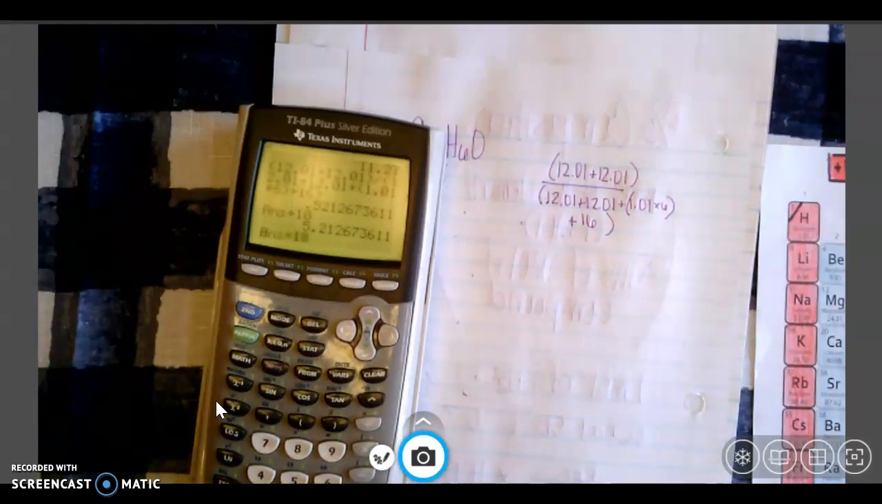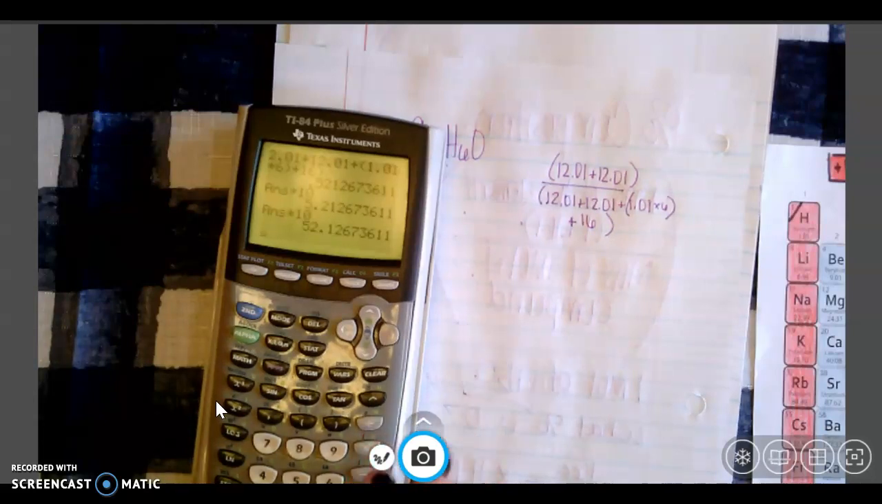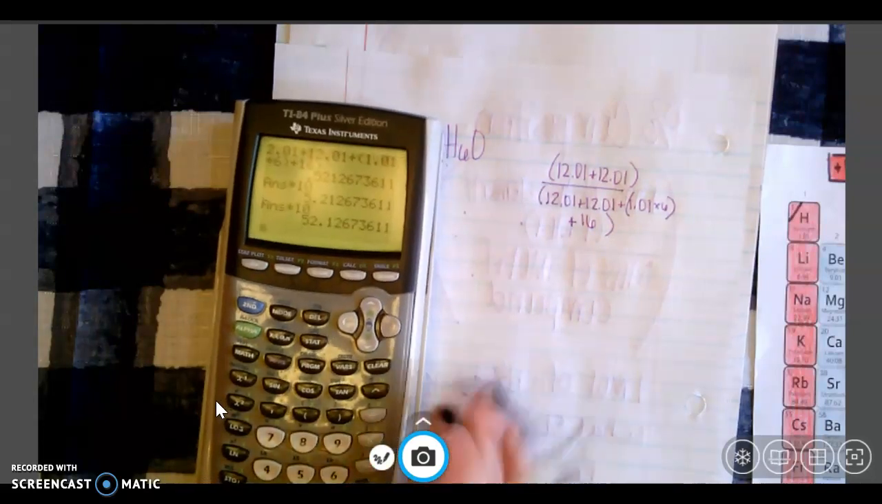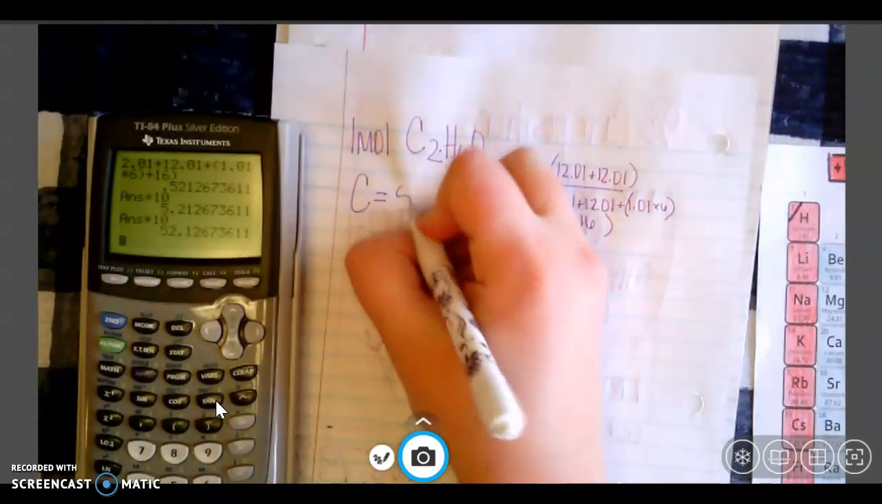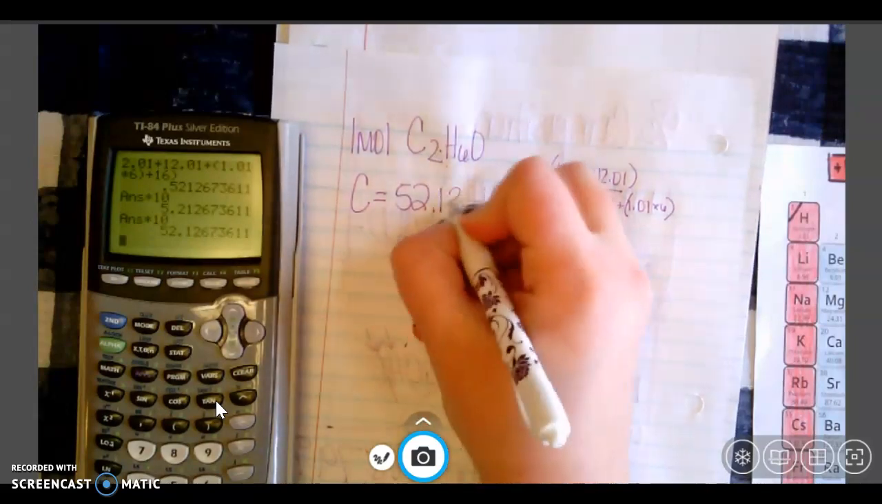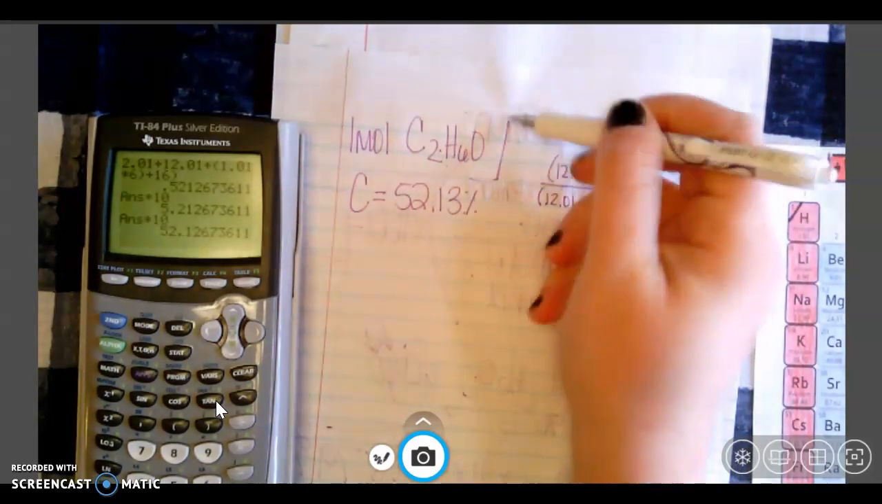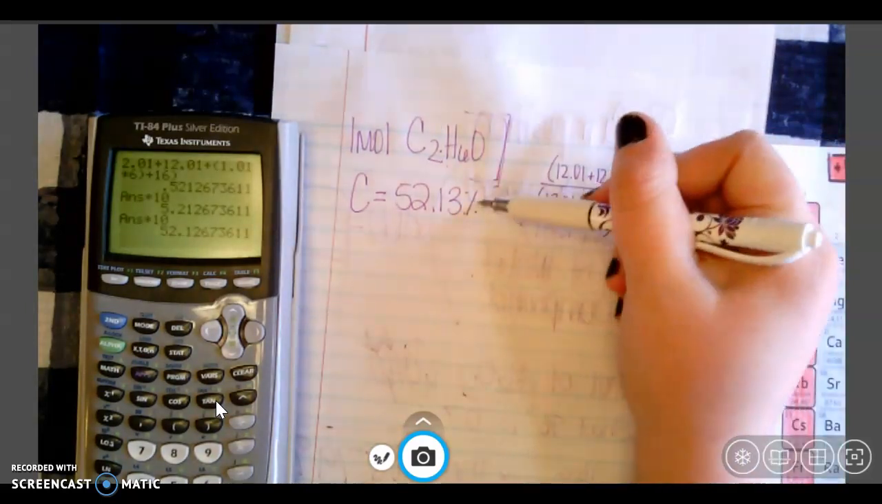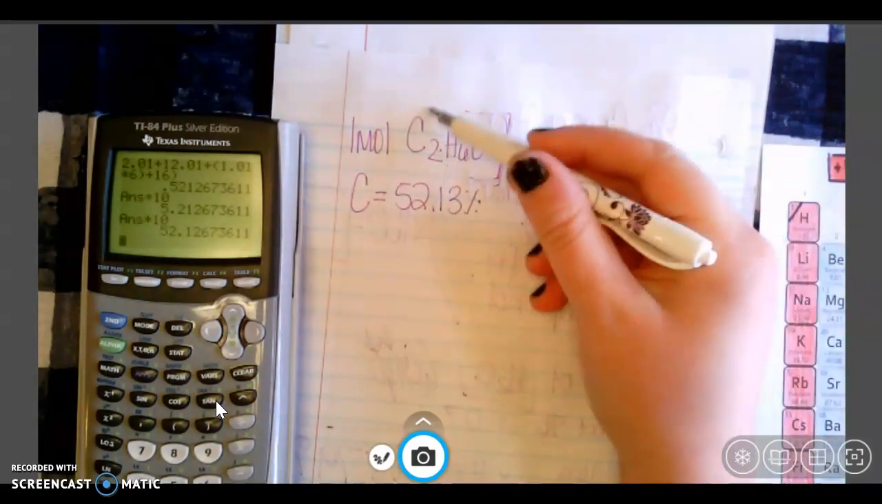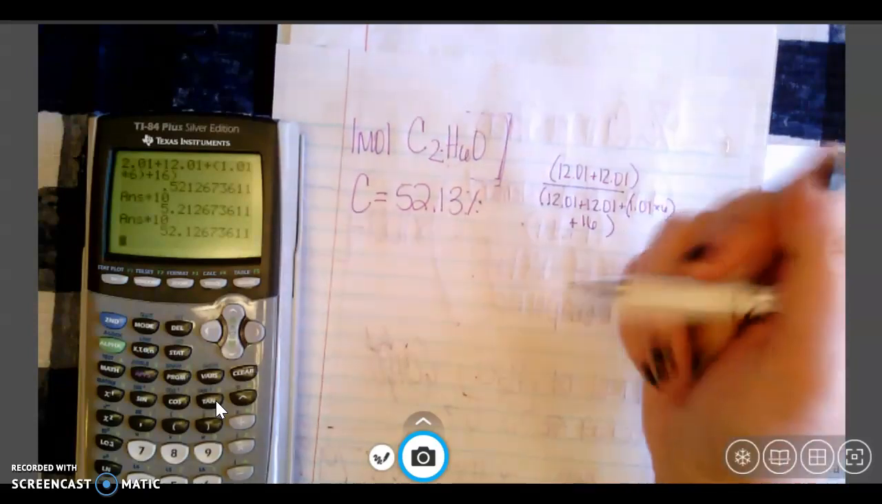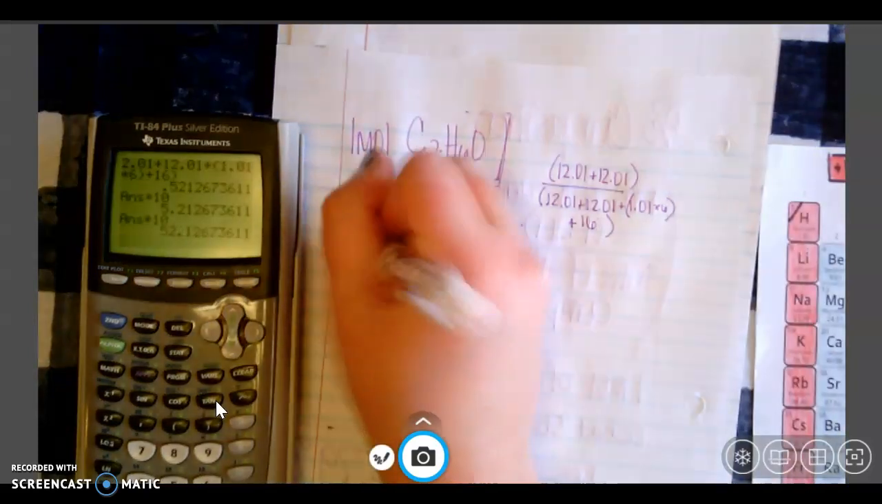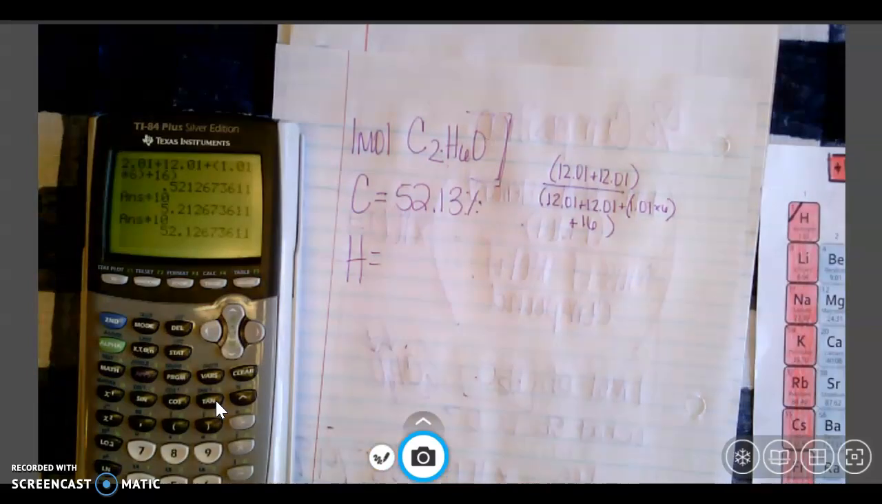Oops. I accidentally only hit times 10. So, times 100 to give me a percent, 52.13%. So if I have a mole of this hydrocarbon here, 52.13% of that is going to be carbon atoms. Okay? Now let's find how much of that is hydrogen.